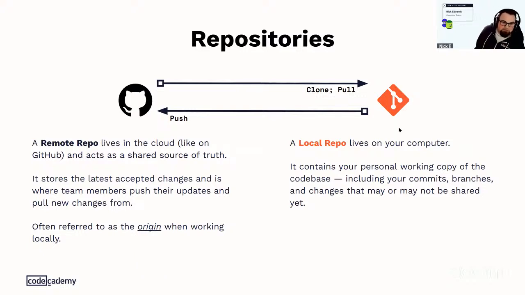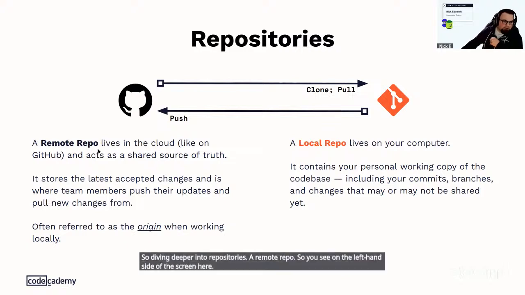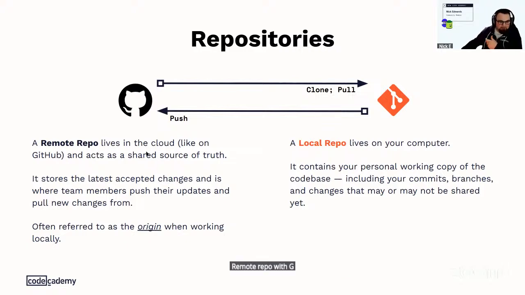So diving deeper into repositories. A remote repo, so you see on the left-hand side of the screen here, a remote repo with GitHub lives in the cloud, like on GitHub, and acts as a shared source of truth. It stores the latest accepted changes and is where team members push their updates and pull new changes, like your Google Drive in some ways, right?